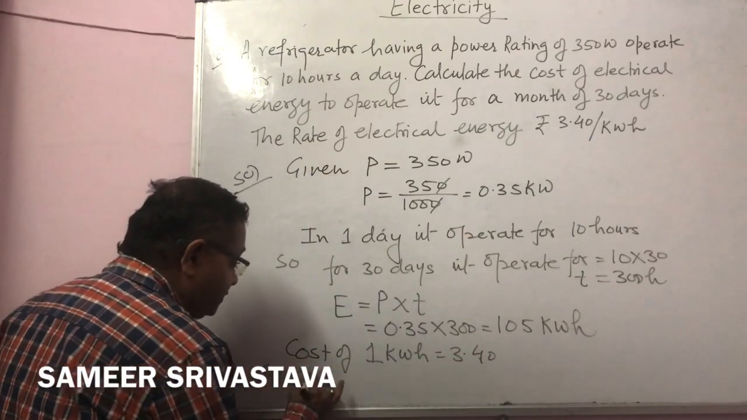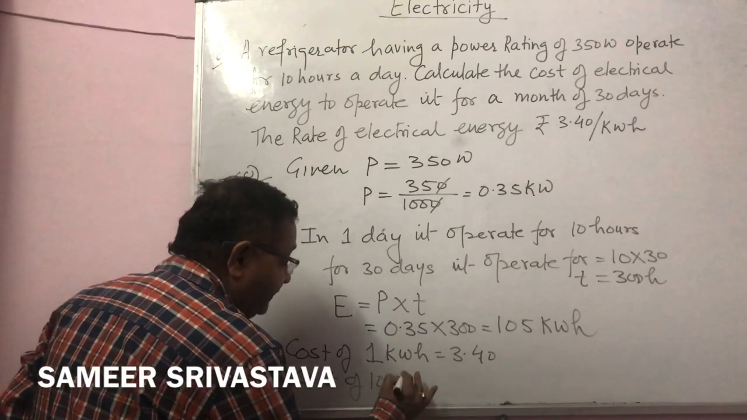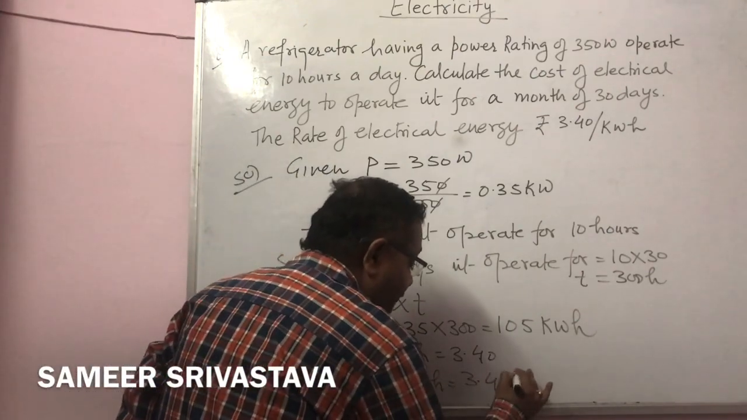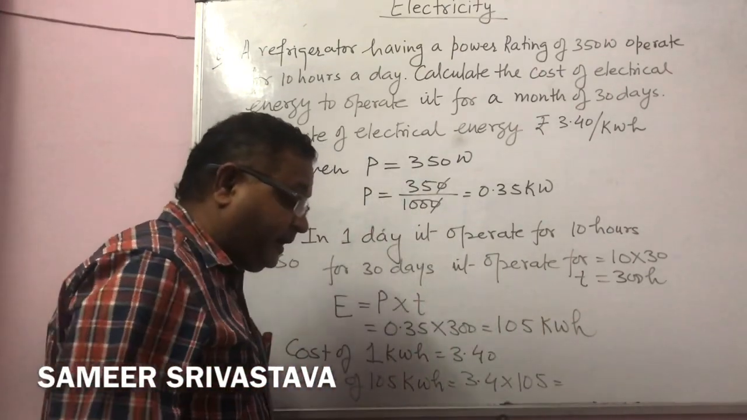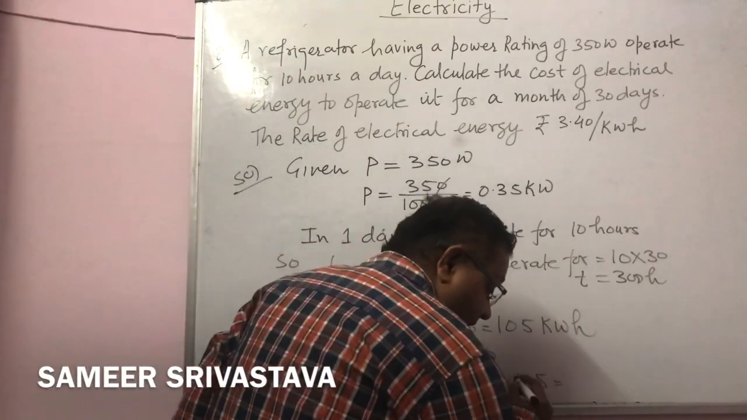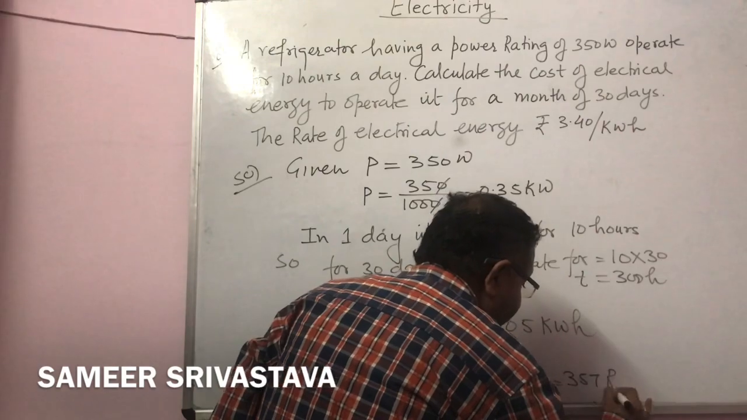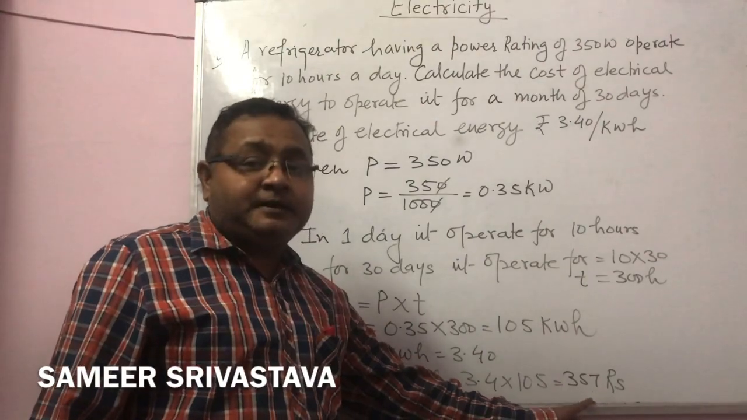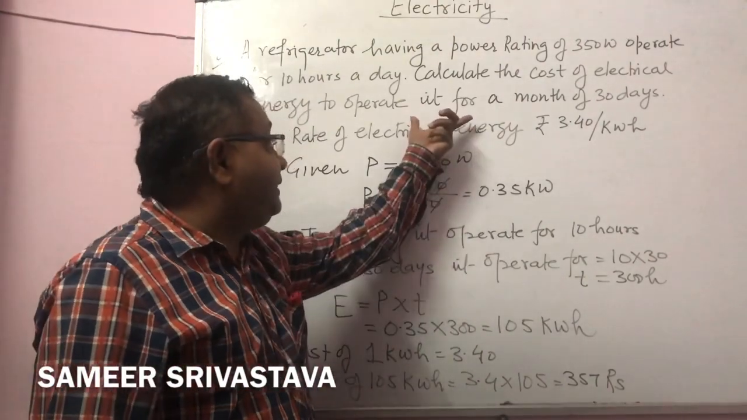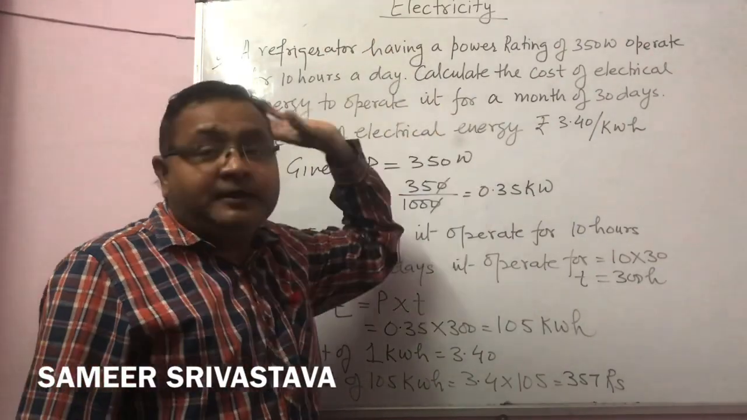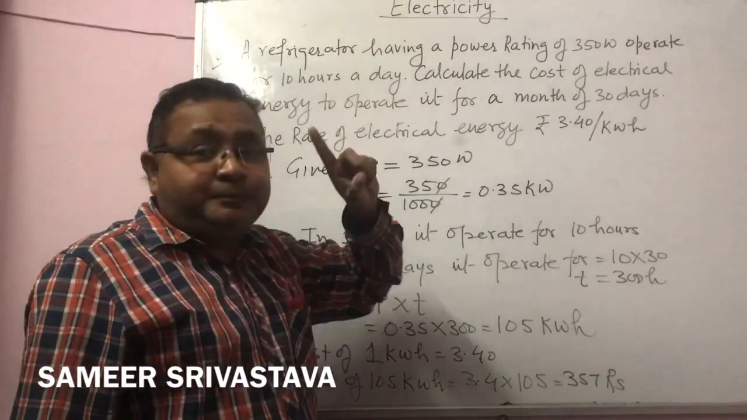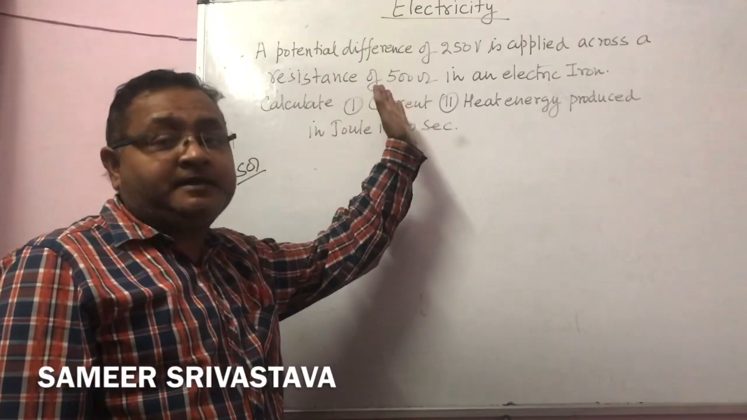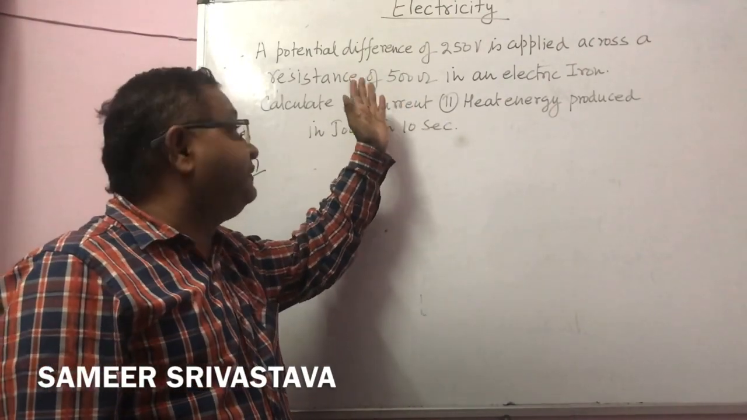So the cost of 105 kilowatt hour is 3.4 multiplied by 105, that gives our answer as 357 rupees. So 357 rupees is used to maintain or operate this refrigerator for 30 days for 10 hours per day. Okay, the answer is 357 rupees. Now I am going to take some examples based on heating effect of current.